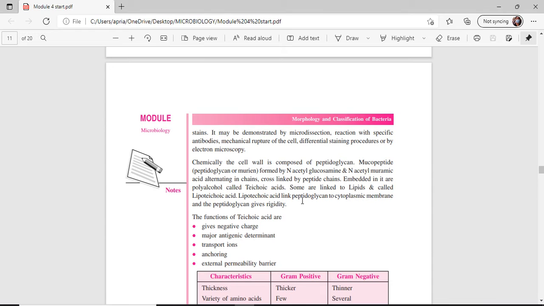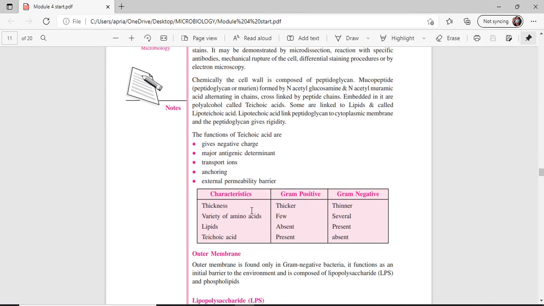Embedded in it are polyalcohols called your teichoic acid. Some are linked to lipid and called lipoteichoic acid. Okay, your lipoteichoic acid links peptidoglycan to the cytoplasmic membrane, and the peptidoglycan gives rigidity. Okay, the functions of your teichoic acid are: it gives negative charge, it is a major antigenic determinant, it also transports ions, it anchors, and it is an external permeability barrier. Ibig sabihin, your teichoic acid protects your cell or mga bacteria from more water intake.